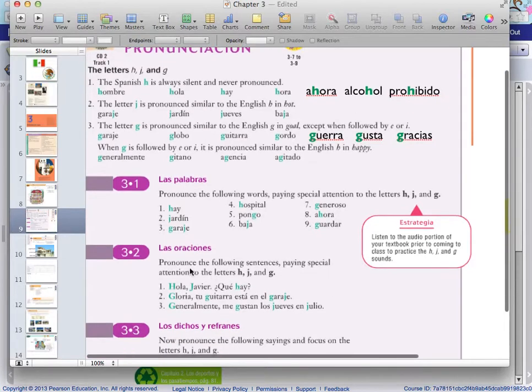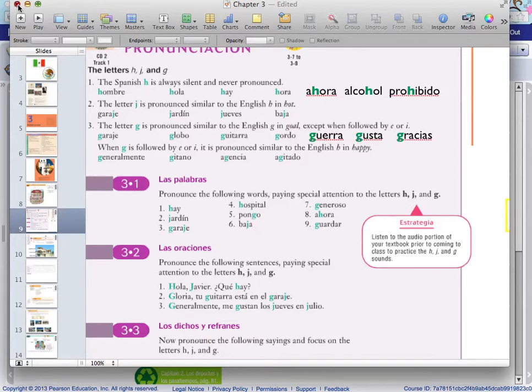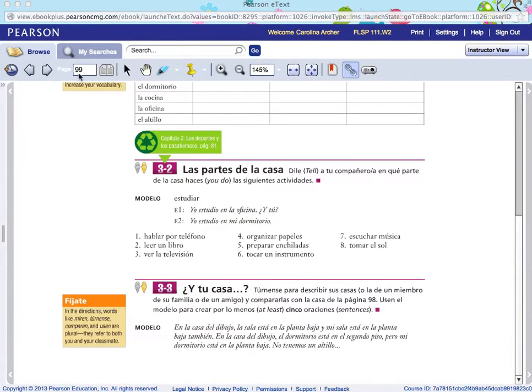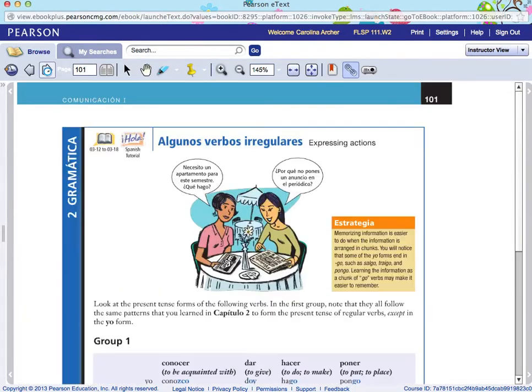So here, for example, you have some words. Hay, jardín, garaje, hospital, pongo, baja, generoso, okay? So, especially with the letter G, make sure that you take into consideration these two cases, okay? Muy bien. I'm going to get rid of that. Muy bien, so you're going to practice some with the vocabulary for house, and we're going to go to the irregular verbs section. Algunos verbos irregulares.